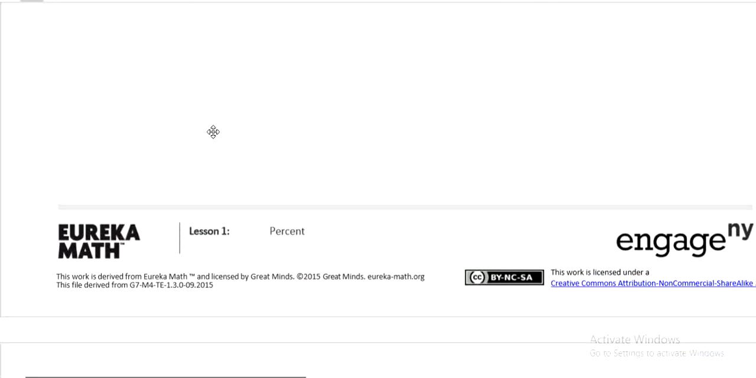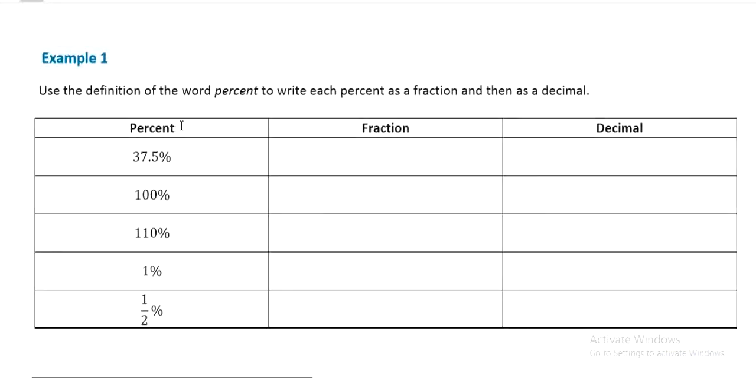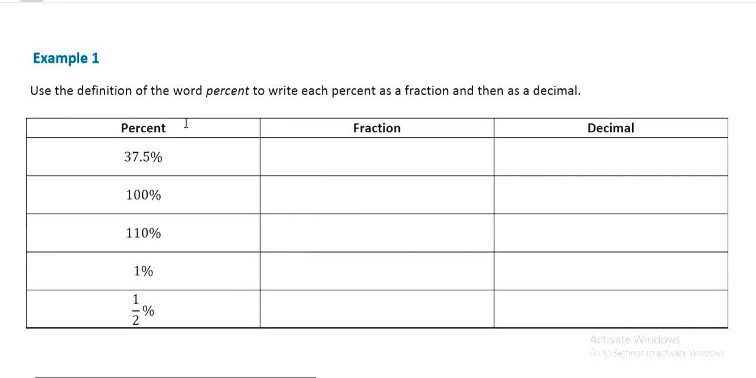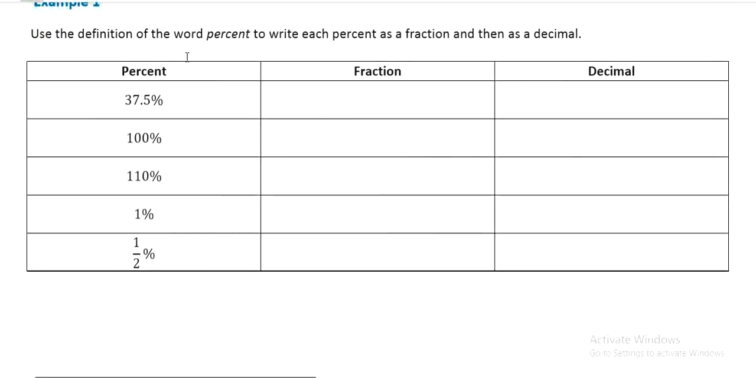Percent is something you may have heard before, but we're going to dive into it, make sure you have a good understanding of what it is, what it means, and what we can do with it. So in example one found on page 2, we are going to be taking percent and writing that value as a fraction and as a decimal.